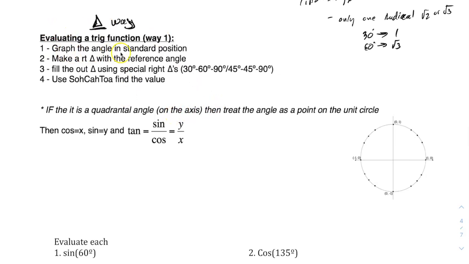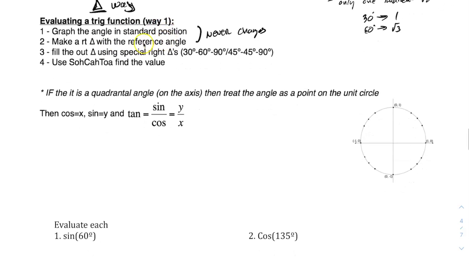So step 1, graph the angle in standard position. Generally when I do this, no matter what, that's the first step. That's just the graphing we did earlier. We'll do it again here. And then we make a right triangle with a reference angle. I'm going to do these two every single time. This never changes. No matter which way you do it, you're going to have to graph the angle in standard position and make a right triangle with a reference angle. Now when you get better at it, you can just do it in your head, but those are always the first 2 steps for me.